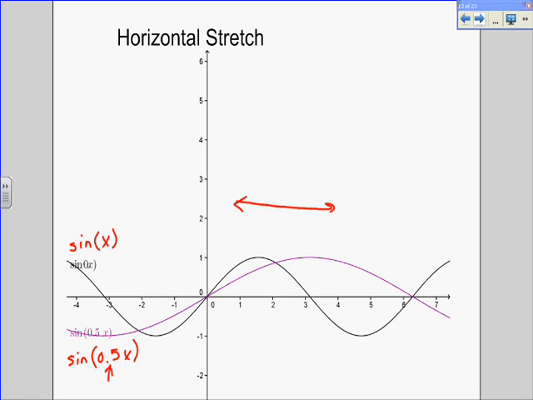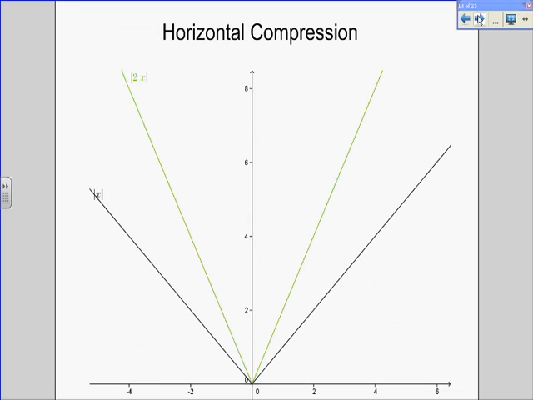Our original graph in the black, you can compare. So we have this value being stretched out horizontally. Okay, so the shape of the graph is much more stretched.